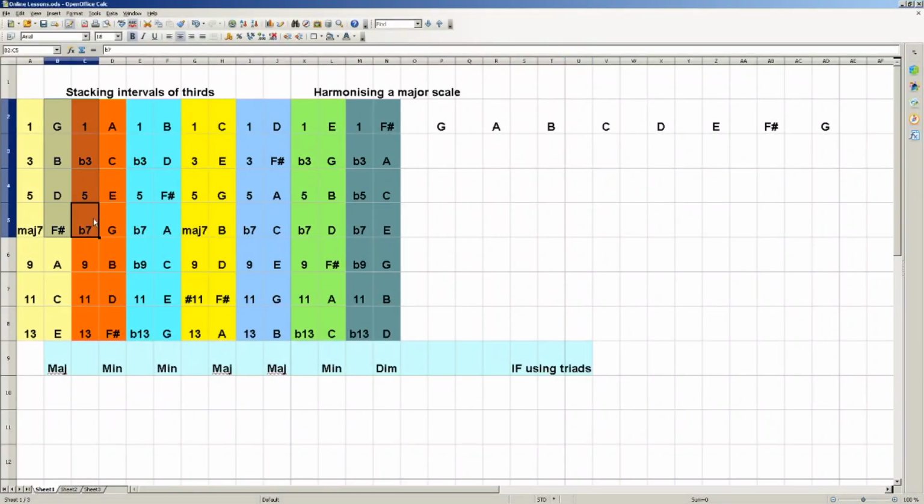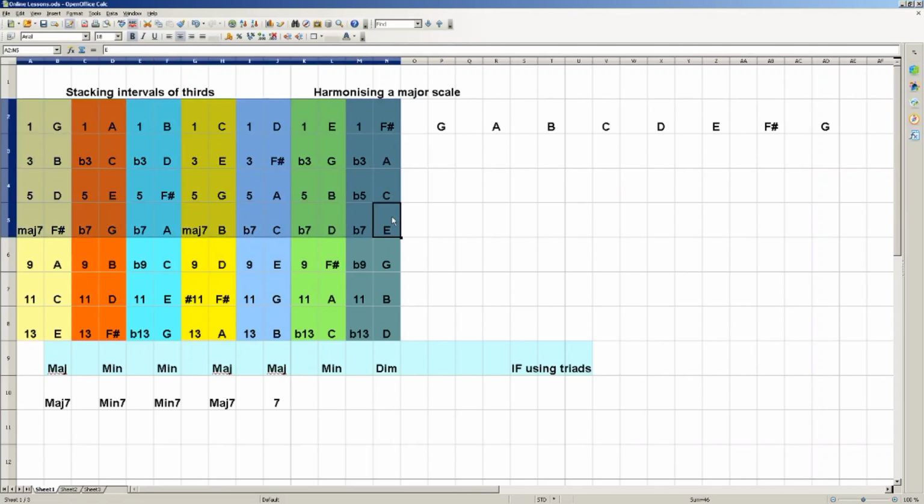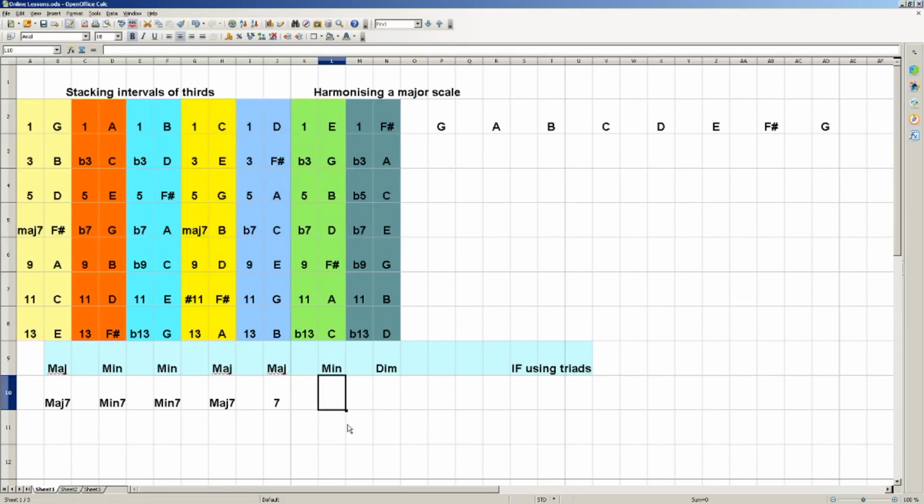If we use 4-note chords, so if we use extended triads, now this chord sequence reads as major 7, minor 7, minor 7, major 7, dominant 7. Now, because we have 4 notes, 1, 3, 5, 7, we're reading this now, okay? This is a minor 7, and this is finally half diminished.